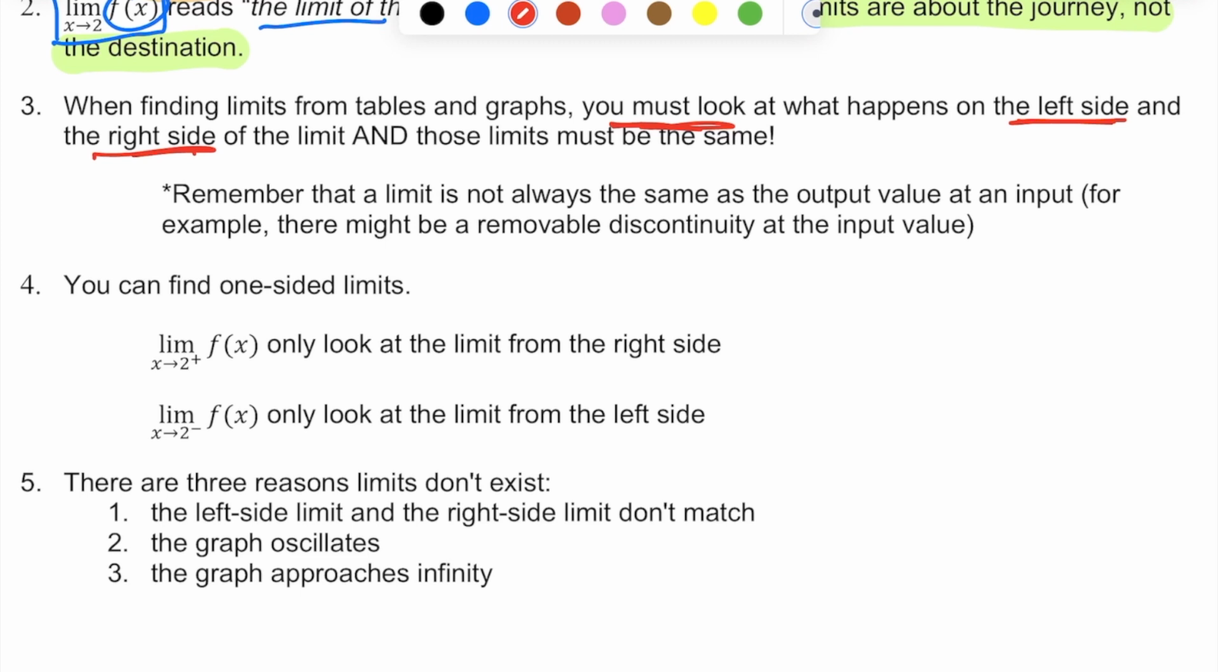So if you're approaching 2, you've got to say, how do we get to x equals 2 from the left side? How do we get it from the right side? And those limits must be the same for that limit to exist.